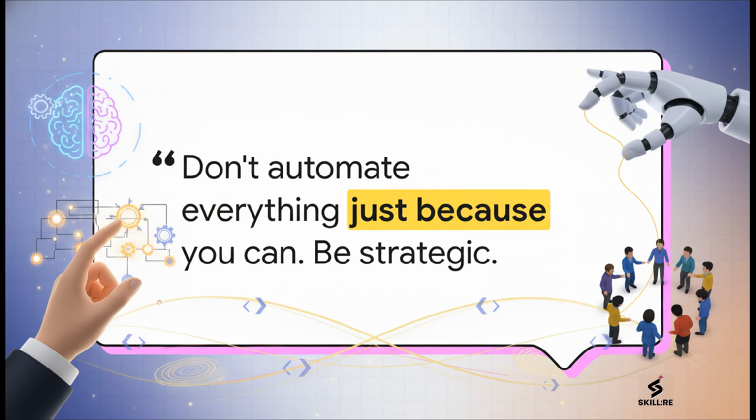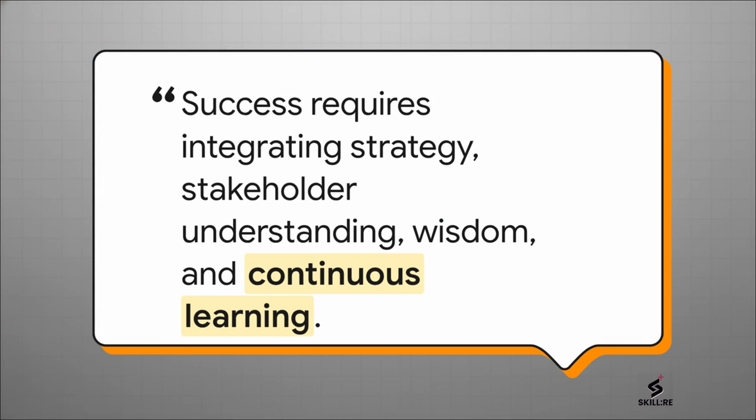And let me give you a piece of advice, a common trap I see people fall into all the time. The goal is not 100% automation. Sometimes the smartest, most strategic move you can make is to purposefully keep a human in the loop for quality control, for building trust, for handling that one tricky exception. Don't just automate for the sake of it. Be smart. Be strategic.